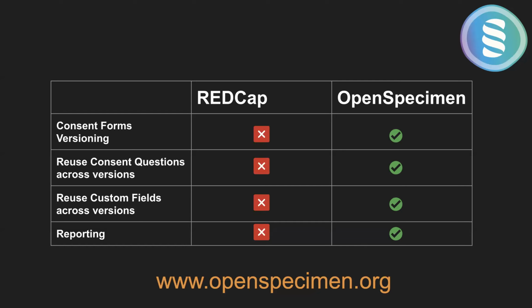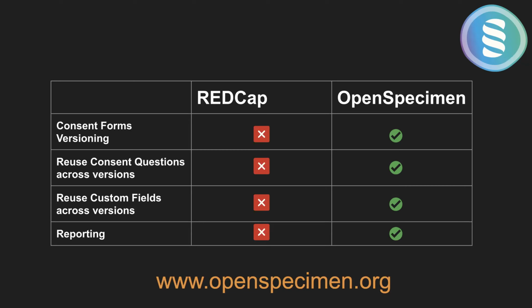You can report based on things like, say, show me all patients who are going to become 18 years in the next 90 days, so that I can go back and reconsent them once they turn major. So those kinds of reporting. And also now, because of the ability to reuse the consent questions and the custom fields in the forms, reporting becomes very seamless, streamlined, robust, etc., which is again not possible in REDCap.